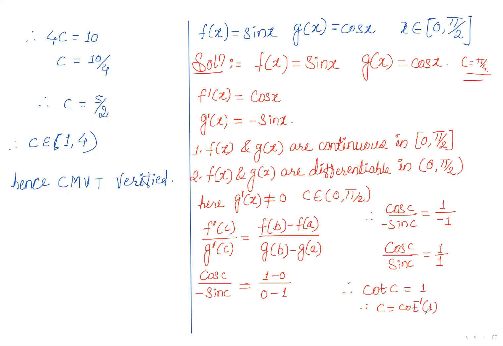And cot inverse of 1 means tan inverse of 1, that is pi by 4. So c is equal to pi by 4. And pi by 4 lies in between 0 to pi by 2. Okay. So we can say that Cauchy's mean value theorem is verified.